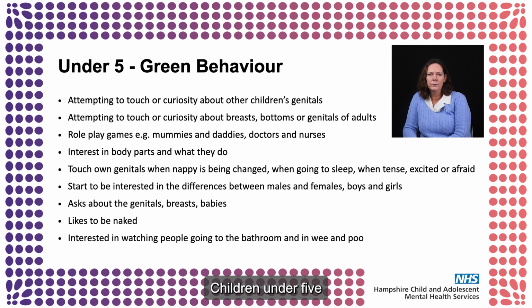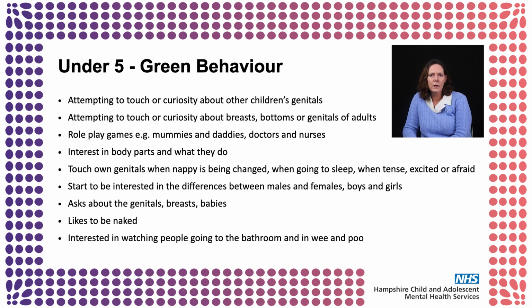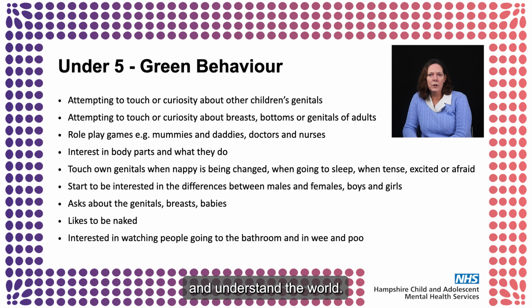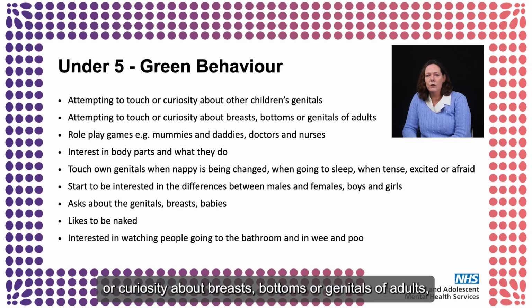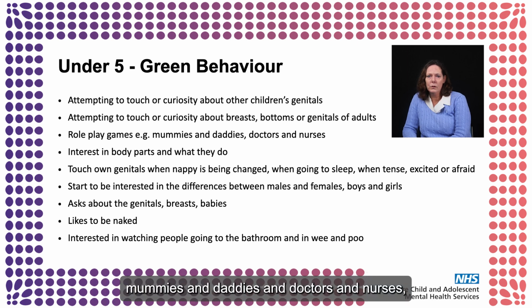Children under 5. Green behaviours are often seen in this age range. Children often show curiosity about each other's and their own bodies at this age, and they explore and understand the world. These behaviours might include attempting to touch or curiosity about other children's genitals, attempting to touch or curiosity about breasts, bottoms or genitals of adults, role-play games such as Mummies and Daddies and Doctors and Nurses, interest in body parts and what they do.